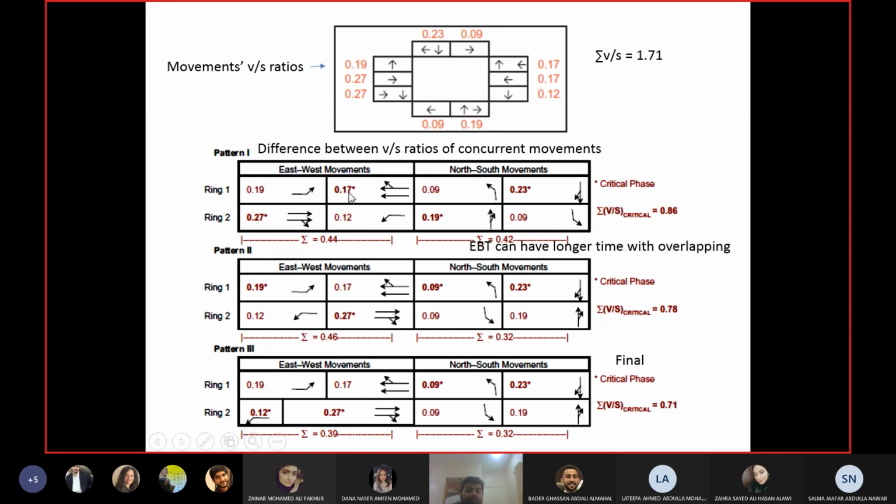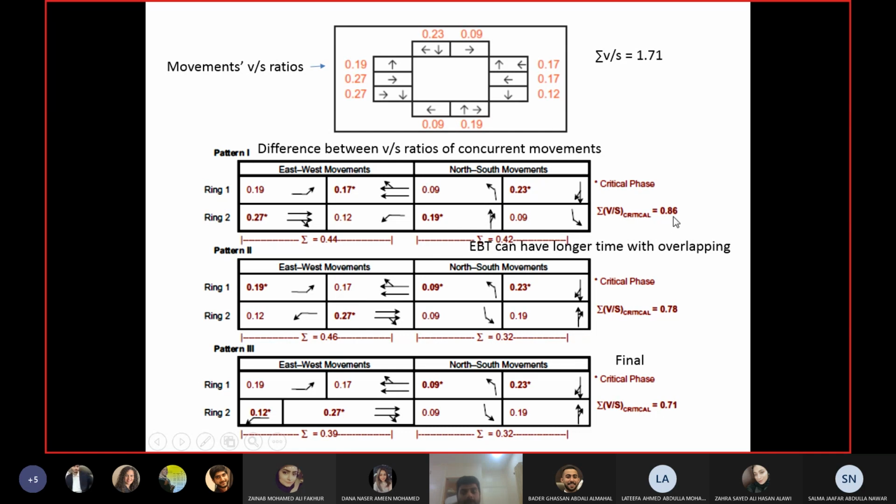Similarly 0.17 is higher compared to 0.12 and so on and so forth. So here they are not matching with each other. Can we rearrange them to have similar or closer ratios in the same phase? Is it possible? If it is not possible, fine, because if you calculate the summation of critical lane groups V by S ratio, you are getting it less than 1.